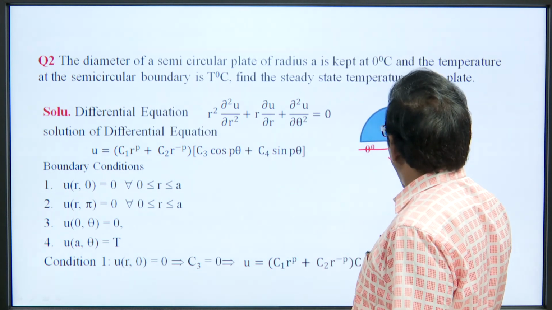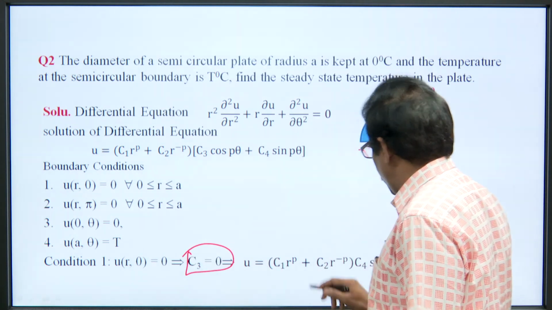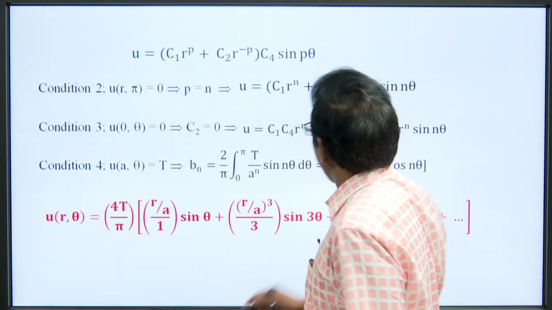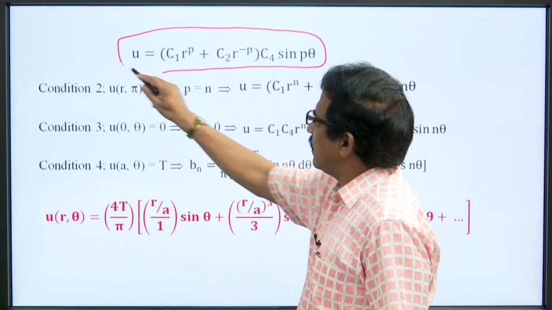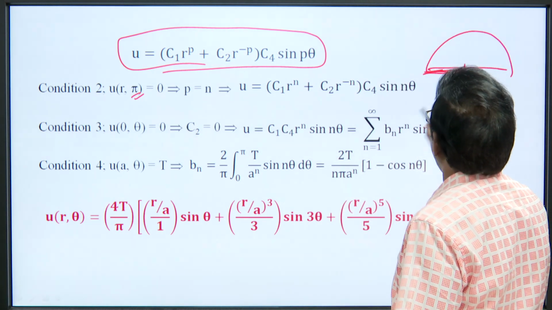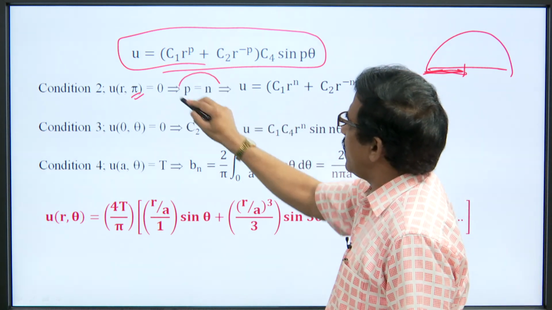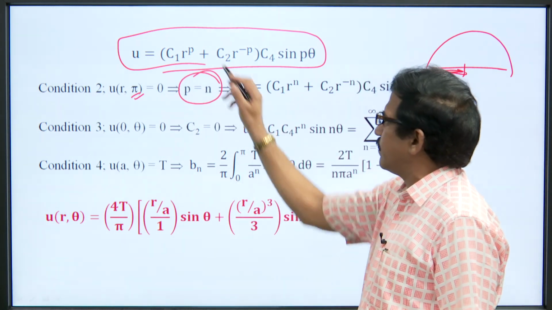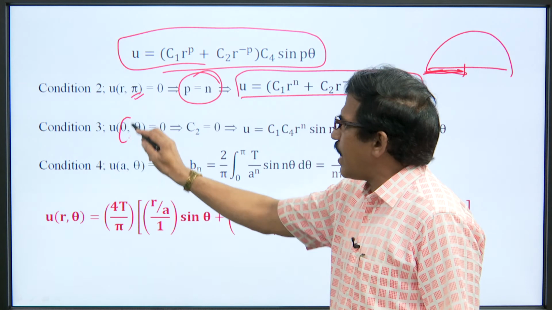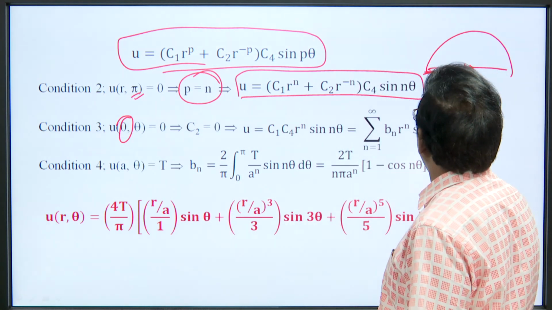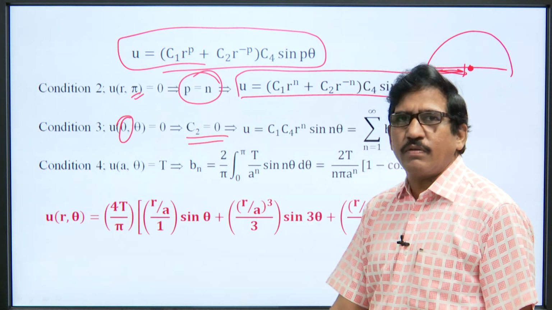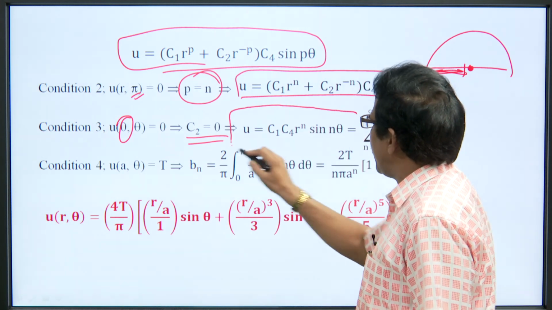Now, when we apply the first condition, we get C3 equal to 0 and the obtained solution is this. Second condition, when theta is equal to pi, this section again has temperature equal to 0, so we get the value of p equal to n, simple, and obtain the solution like this. Third condition, when r is equal to 0 at this particular point, the temperature is always 0. This gives C2 equal to 0 and the obtained solution is this.